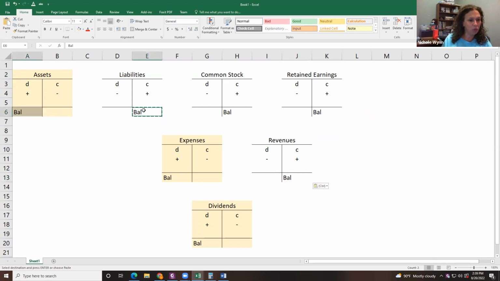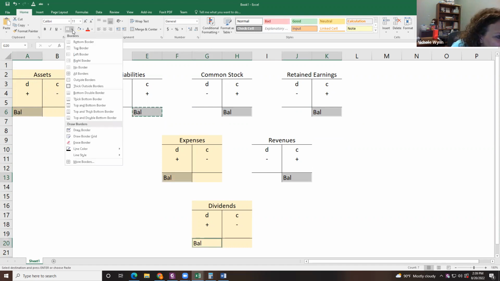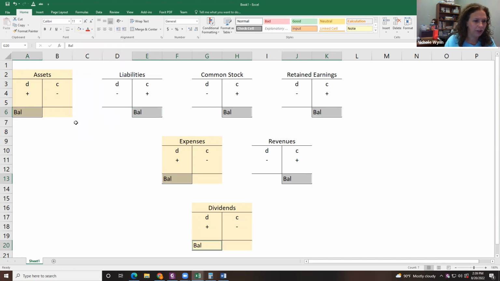And then each one of the balances needs to be double underlined because that's what we do with the balance. When we have our answer, we will give it a double underline. So give it a top and double bottom border so that each one has a double underline.